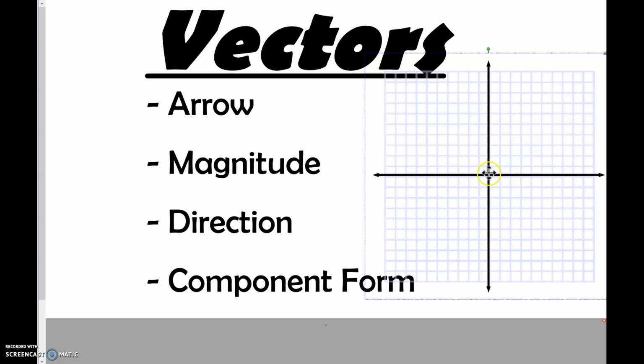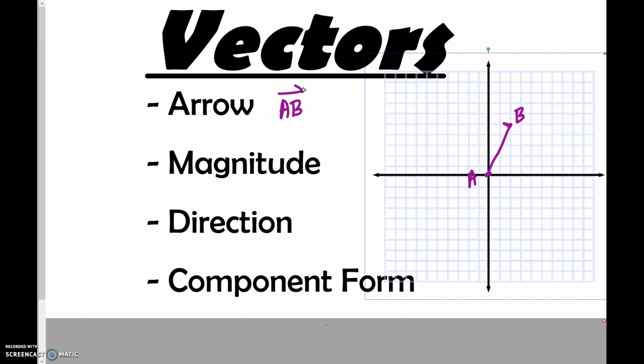So if I start with a vector here and I go, all right, so if this is the initial point A and this is B, we would write this as vector AB, because we always start with the initial point, and remember it only has one arrow on that.